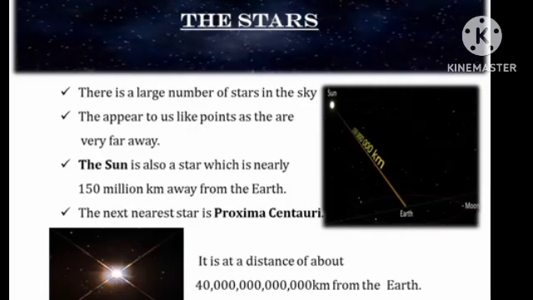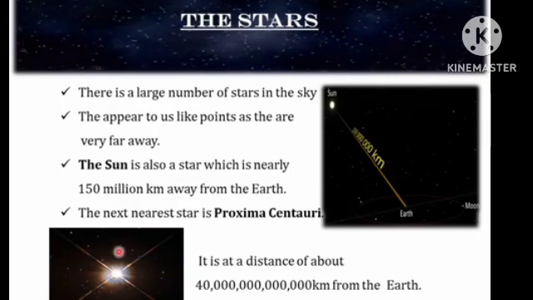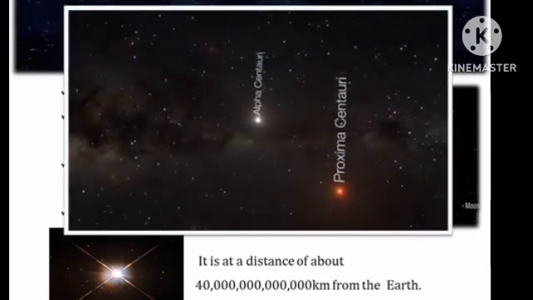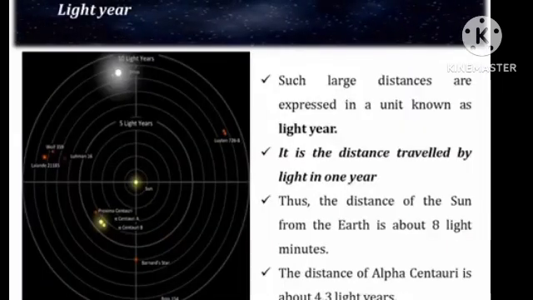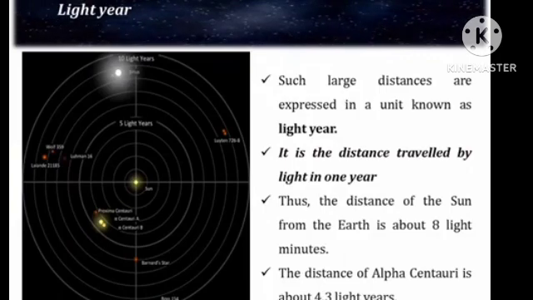The next nearest star to the earth is Proxima Centauri. It is at a distance of about this many kilometers from the earth. So it's quite hard or inconvenient to describe the distance. For that we use a unit called a light year. So let's see what a light year is. It is not convenient to describe the distance in kilometers. Hence we express the distance of objects in the universe in a unit known as light year.